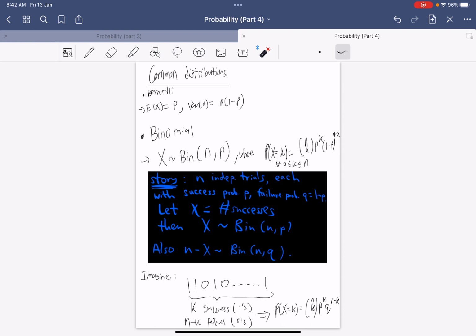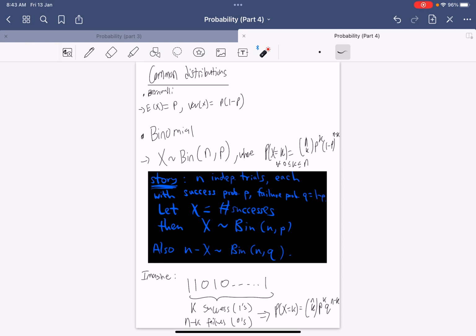And so the first one is the Bernoulli distribution, and that's what we already went through. What we want to say is that the expectation is just the probability p, and the variance is p(1 minus p). And that's because the expectation is the sum of 1 times p plus 0 times (1 minus p), and that is just p. And for variance, you can work it out and you'll see that it's p(1 minus p).